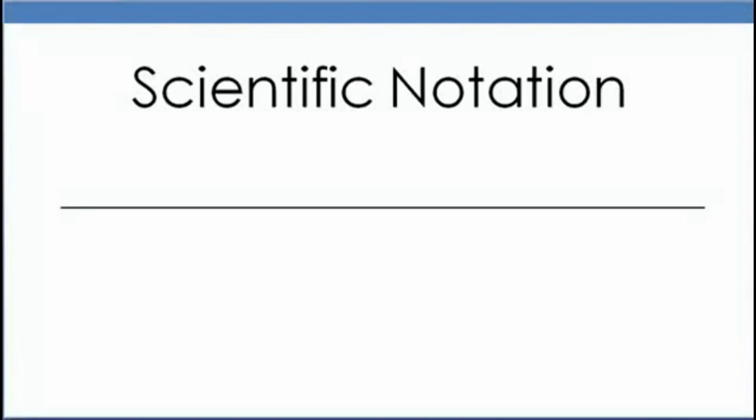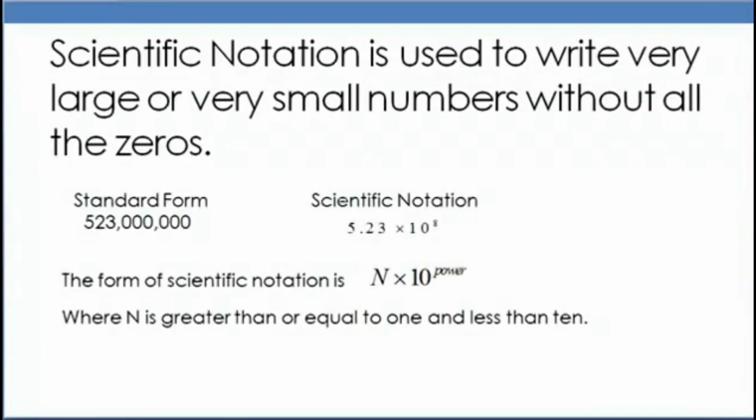Scientific notation. Scientific notation is used to write very large numbers or very small numbers without all the zeros. For example, in standard form, we have 523 million, or in scientific notation, we have 5.23 times 10 to the 8th power. The form of scientific notation is a number part times 10 to a power.